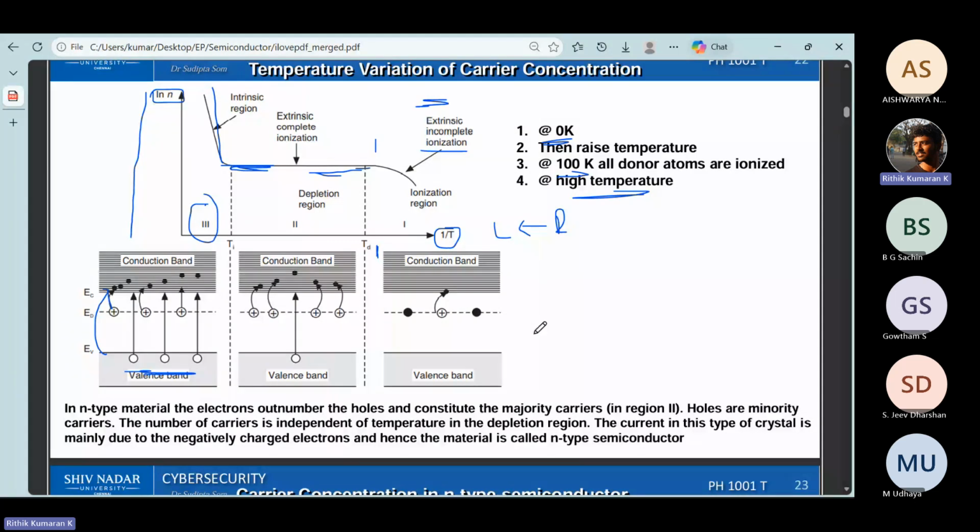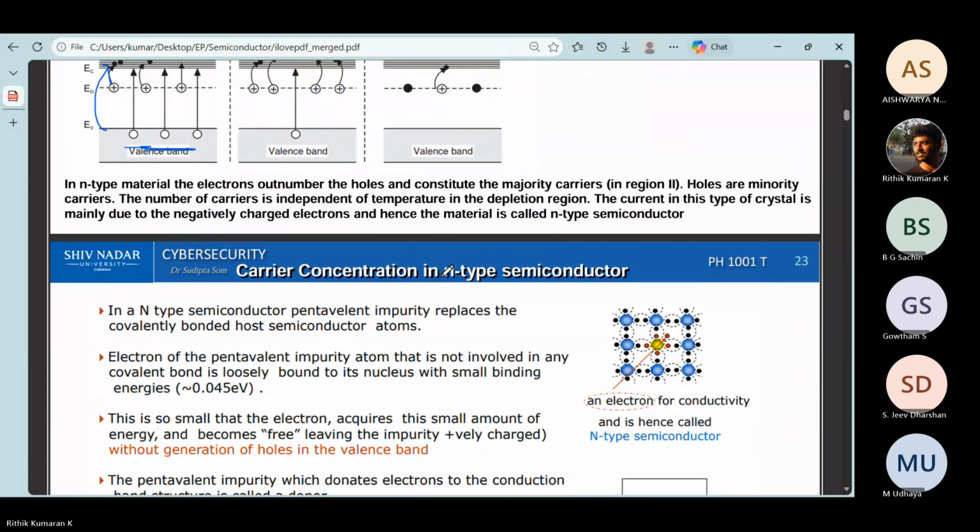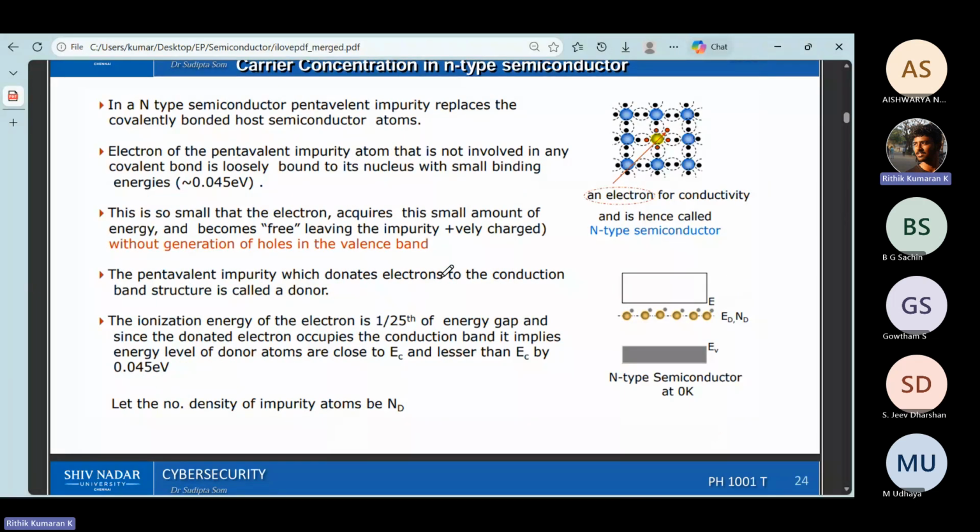So what you have to do is go from right to left and not left to right, because the x-axis shows 1 by temperature. Yeah, this is what the whole graph explains.